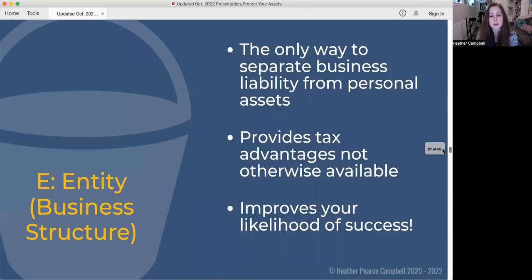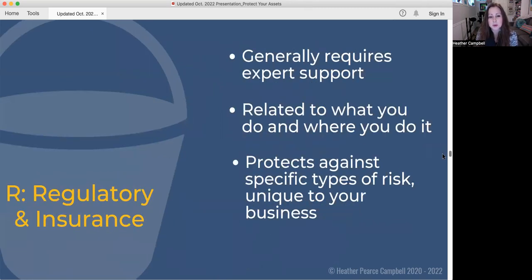Okay, so moving on to bucket number 2. This is the R, working backwards in the I CARE acronym. This is the R: regulatory and insurance. Regulations apply to many businesses, if not every business, and they are really related to what you do and where you do it.